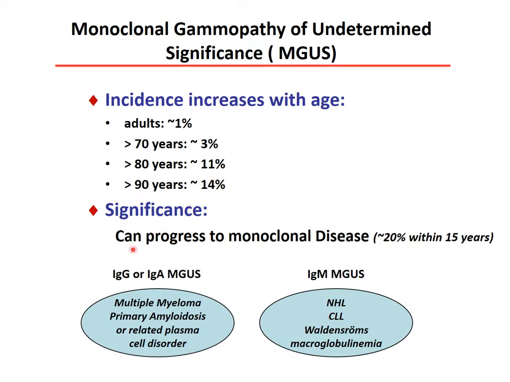And what is another importance of it? Because this can progress to other monoclonal diseases, more severe diseases, such as, for example, multiple myeloma, amyloidosis, or other related plasma cell disorders, especially if the patient had an IgG or IgA MGUS. If they have an IgM MGUS, it can progress to non-Hodgkin lymphomas or CLL or Waldenström macroglobulinemia easily in the future, later on.